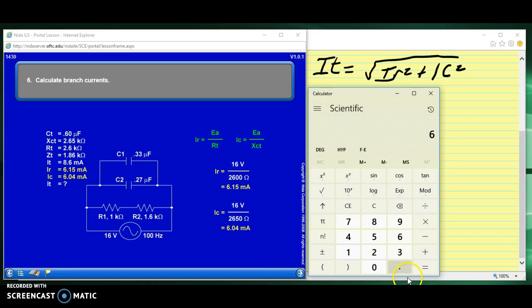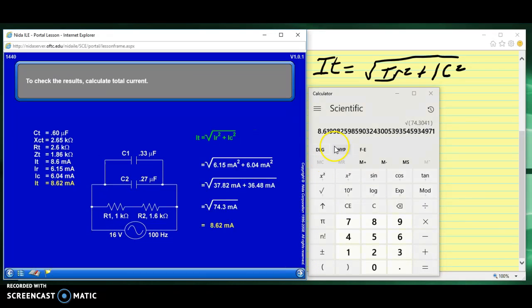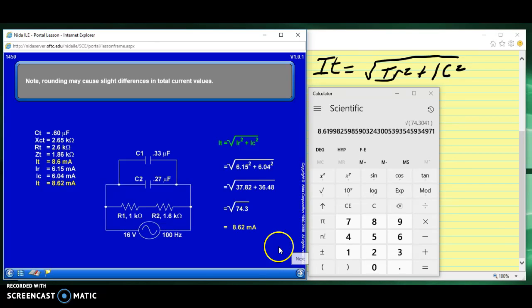So 6.15 squared plus 6.04 squared equals, and get the square root of that, 8.61. They got 8.62, and if we round that, we get 8.62 also. So we got the same result as they did. It's just applying the formulas and the math, and we're done. It says we may have some rounding, so if you rounded some of those off and used different values, you may arrive at something close, but maybe not dead on. Let's move forward.